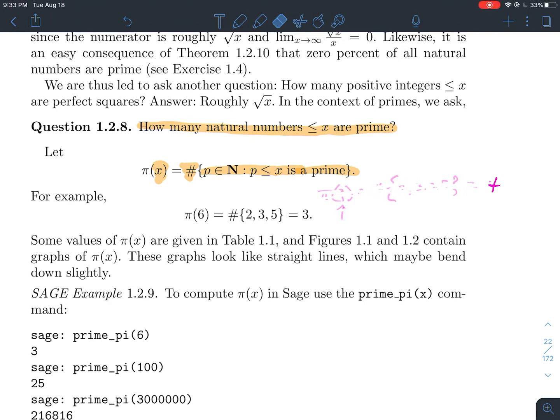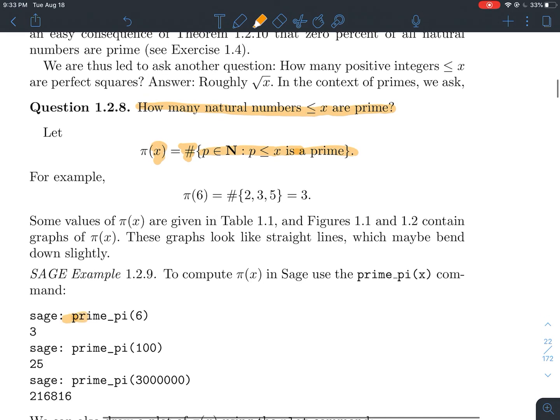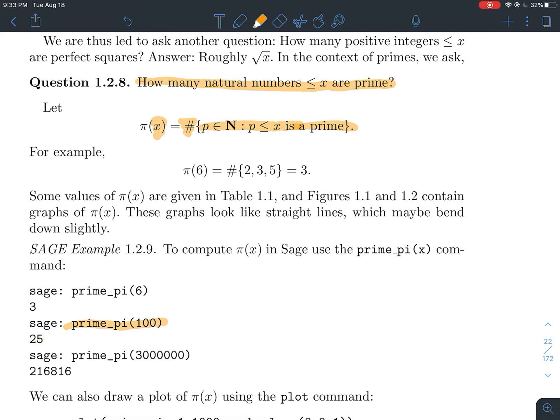So for pi right now, we're going to look at this pi function a little bit closely here. Sage actually has it built in. So prime pi is how you call the pi function. And so you see prime pi of 6 spits out 3. And similarly, it can compute some bigger numbers too. Prime pi of 100 is 25, and prime pi of 3 million is 216,816. So how should you read that last output again? I'm saying that there are 216,816 prime numbers less than or equal to 3 million.